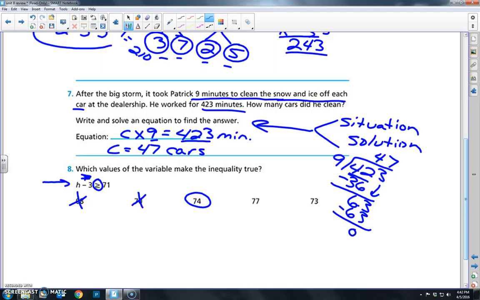Okay? How about 77? Yes. How about 73? No. I would put X's down on the ones you know that don't work. Questions so far? If you have questions, you can always pause your test. Okay? All right, let's flip to the back page.